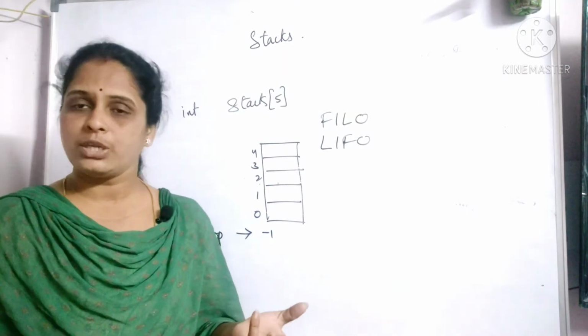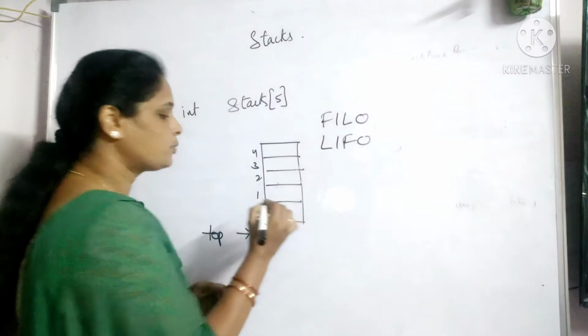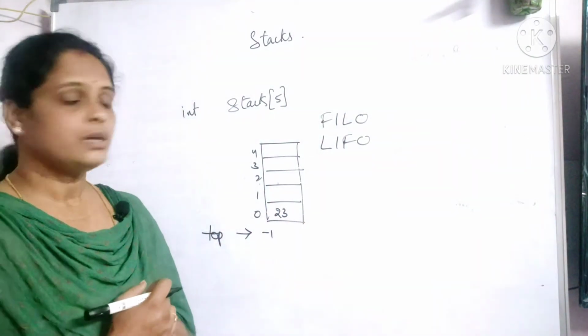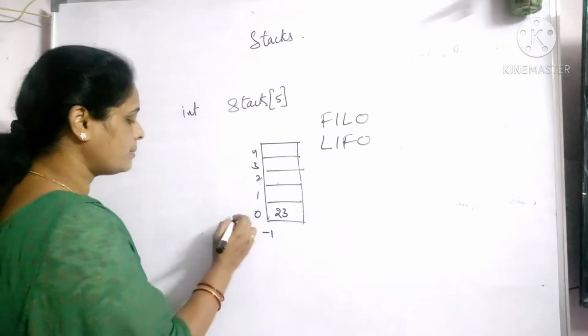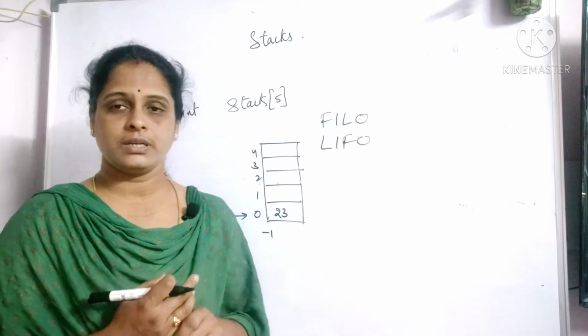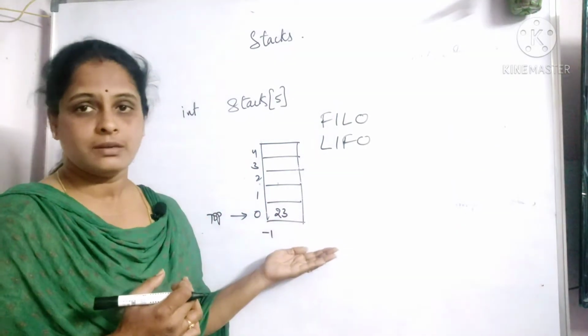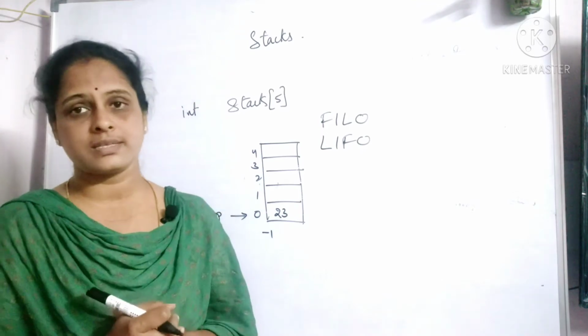Suppose I inserted a new element into it. Suppose I inserted 23. So where is top now? Top is at the 0th position. So the top will be here. That is about how an empty stack will be represented and where the top will be when a newly created stack is there.